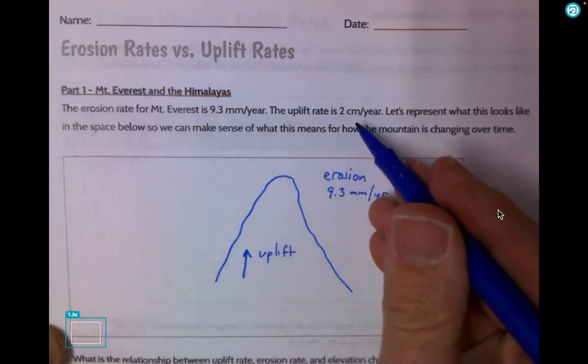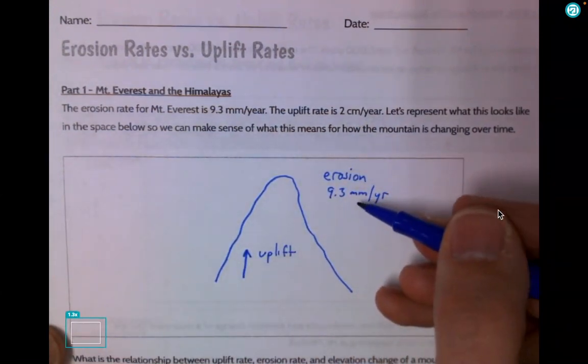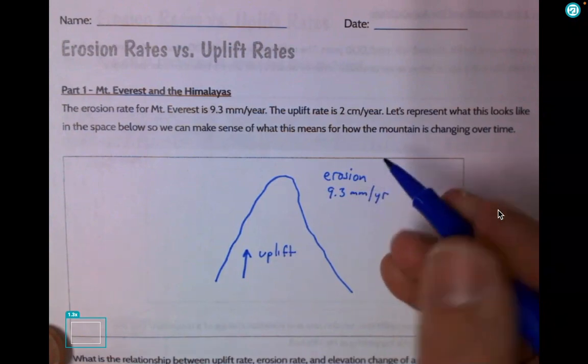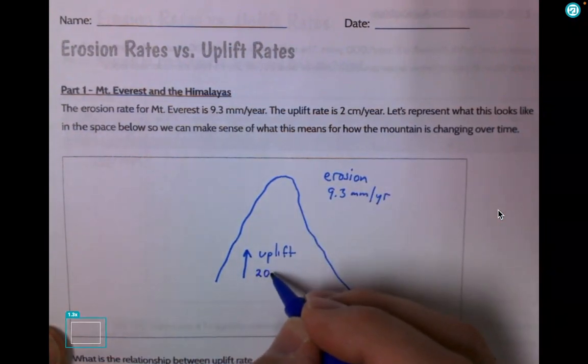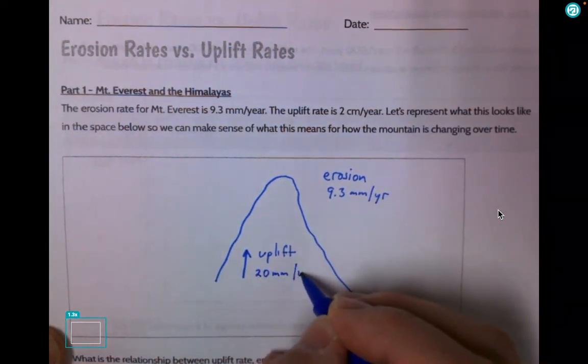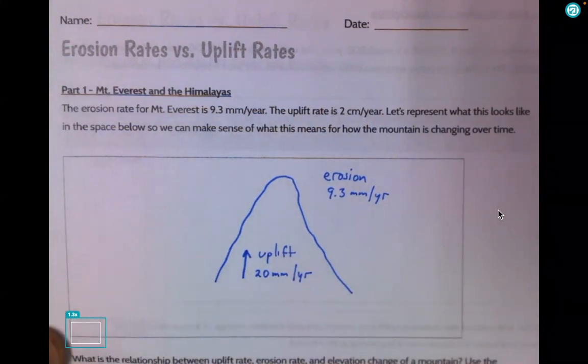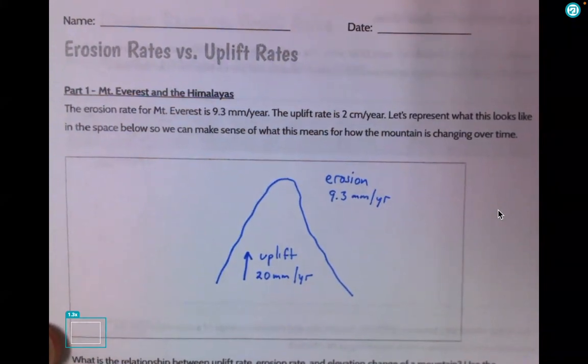That's 2 centimeters per year, but we want to keep it the same units, so we want millimeters. So that's going to turn out to be 20 millimeters per year for uplift. I know it says 2 up here, but we're trying to keep these in the same units. So 20 millimeters is 2 centimeters. And that's pretty much all we can do right now. We're going to come back and fill in some other stuff, but that's what we have for this one.